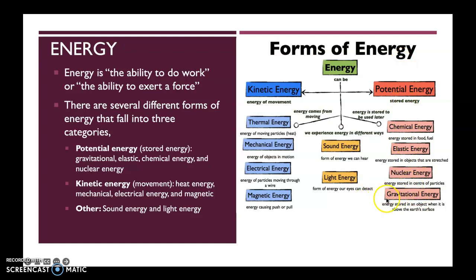So, energy stored when an object is lifted above the Earth's surface. But there is also nuclear energy, which is stored in particles, elastic energy stored in things that are stretched, and chemical energy, which is what's stored in the chemical bonds. And then, of course, there are other forms of energy, sound and light, which we are not going to get into in this particular unit, but you will get into that next year.